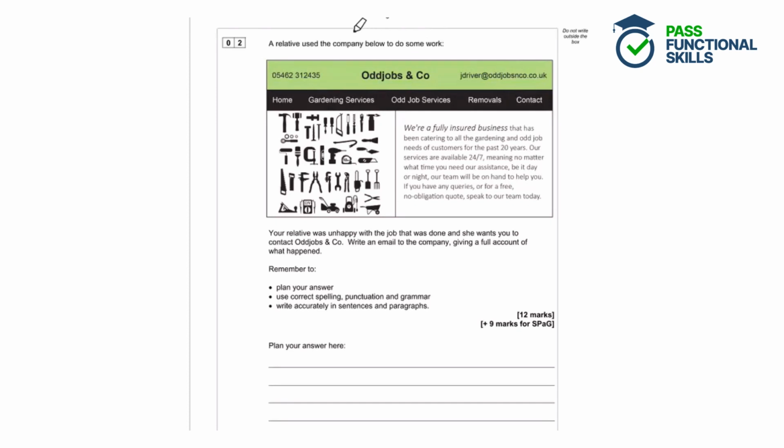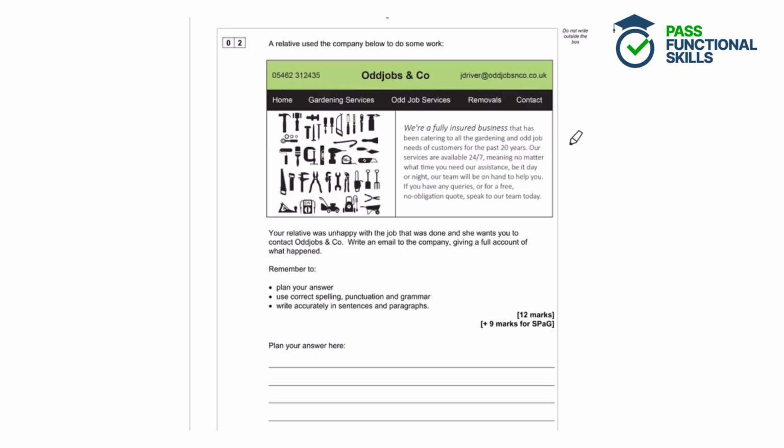So question 2, a relative used the company below to do some work. So we've got an advert here for Odd Jobs & Co. It looks like it's from a web page here. We've got an email to write to and a phone number, and then we've got various tabs that take us to different parts of the website.